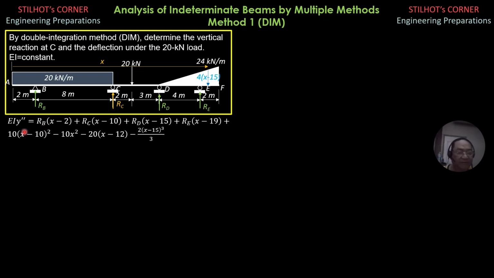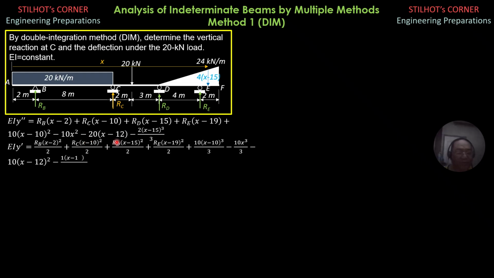Integrating once, EI y prime equals R_B over 2 times (x minus 2) squared plus R_C over 2 times (x minus 10) squared plus R_D over 2 times (x minus 15) squared plus R_E over 2 times (x minus 19) squared plus 10/3 (x minus 10) cubed minus 10/3 x cubed, then minus 10 (x minus 12) squared, then minus 1/6 of (x minus 15) to the fourth, then plus C_1.